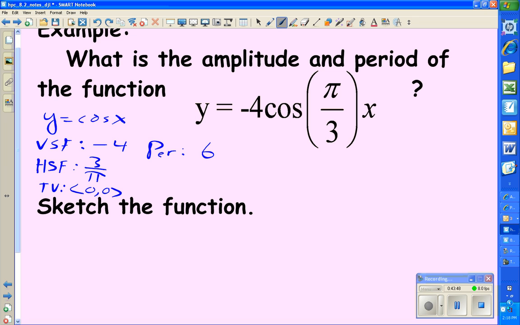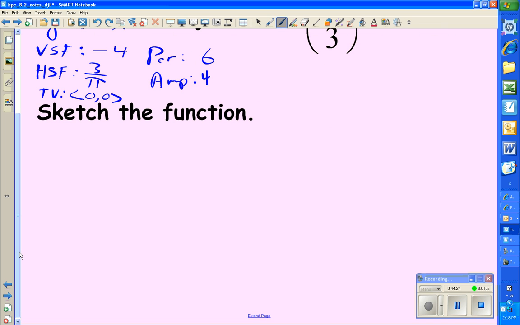How do you find it? Just 2 pi divided by pi over 3. 2 pi divided by b, 2 pi times 3 over pi, the pi's cancel. Gives you a period of 6. If you need to show this, have at it. If you don't need to show it, I'm fine with that too. What's the amplitude going to be? And that's probably all you're going to need to show our graph.